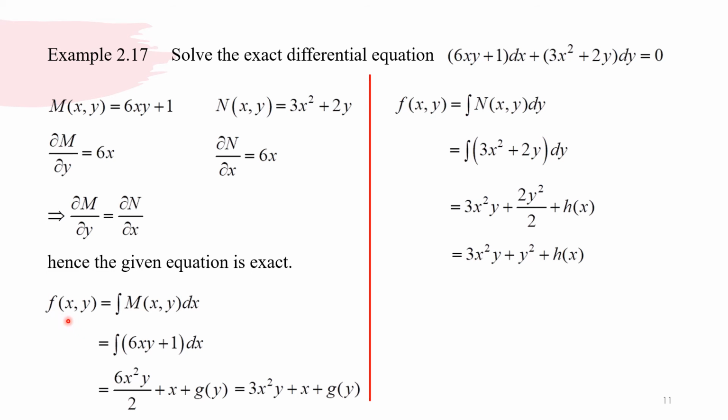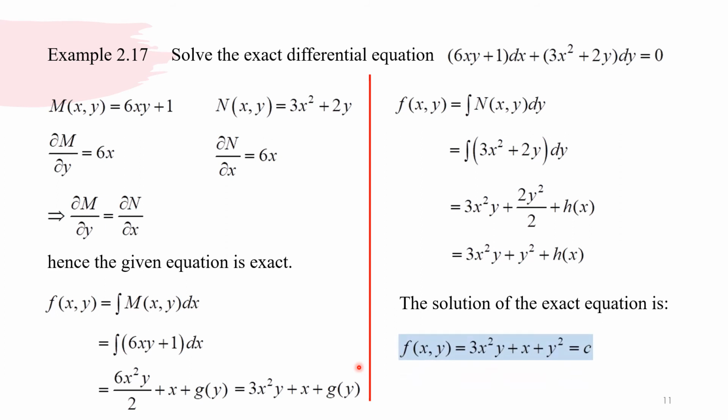If we evaluate the function f of x, y using the first method, we have the unknown in terms of y, whereas if we evaluate the function f using the second method, we have the unknown in terms of x. So let us merge these two results together to get the solution for the exact equation. So f of x, y is equal to, for the first term, 3x squared y plus x plus a function in terms of y.